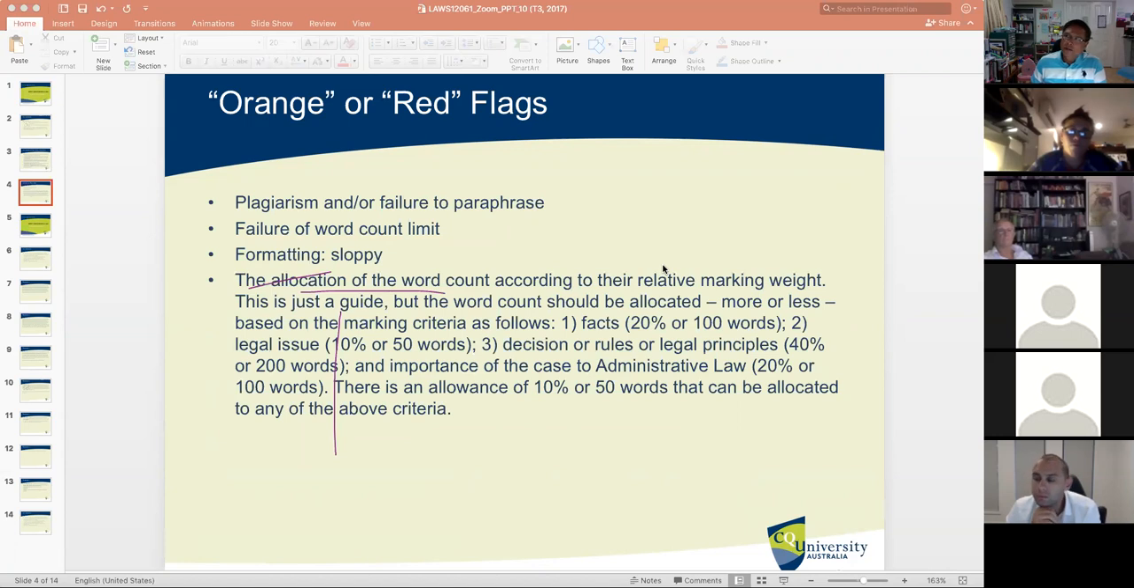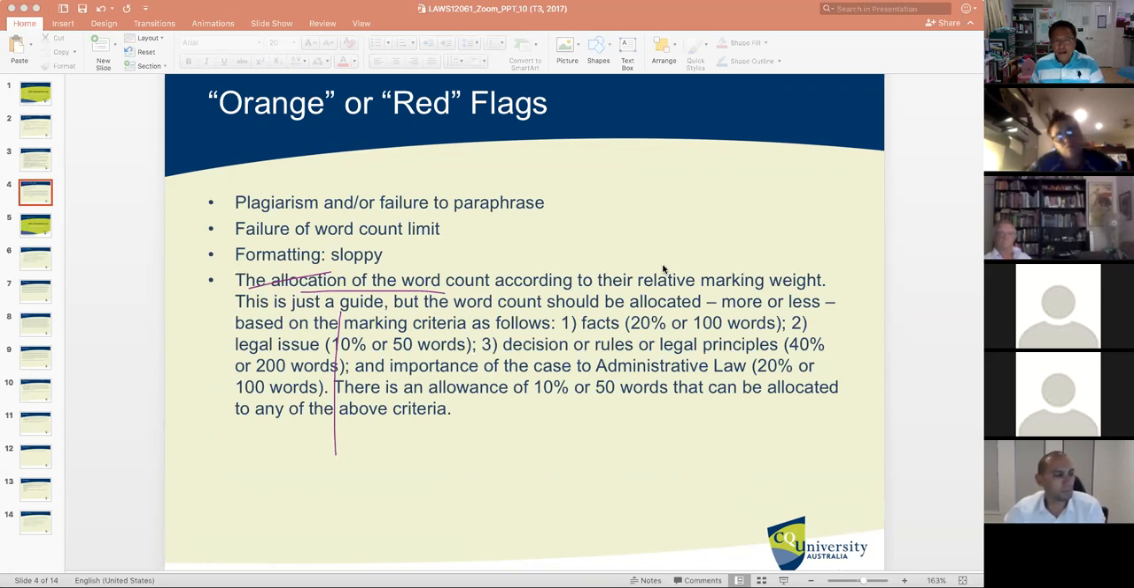There's also a giveaway about whether the case note is professionally done or not, and part of that giveaway is the formatting. If the student, for example, uses different fonts, different font sizes, or the margins are not properly done, then you get a sense that the case note has been sloppily done. If you're dealing with case notes submitted by a group of 2 or 3 students, and the group did not even bother to properly format their case note, again, that indicates sloppy work. You don't want to see that when you submit a pleading, for example, in court. So that's an orange or red flag.